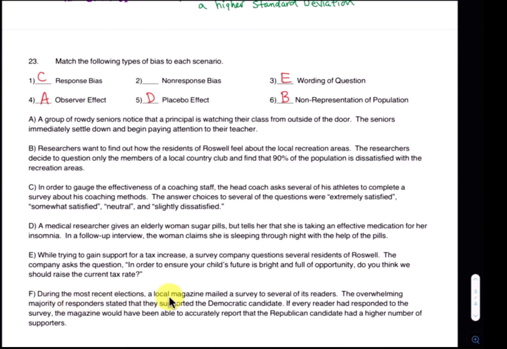During the most recent elections, a local magazine mailed a survey to several of its readers. The overwhelming majority of responders stated that they supported the Democratic candidate. If every reader had responded to the survey, the magazine would have been able to accurately report that the Republican candidate had a higher number of supporters. And that is definitely number 2, and that is non-response bias, because not every reader responded. As a matter of fact, apparently several of the Republicans did not respond.